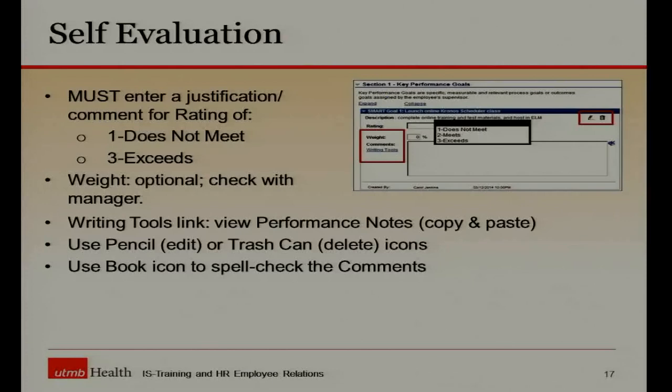The writing tools link, that is how you would get back to those performance notes and easily, with a simple click, bring those comments directly into the evaluation. Again, saving a lot of typing or copying and pasting, it's simply an easy click. And notice we do still have the pencil and the trash can, so even at this phase, we can be adding additional goals or editing and changing a goal that was established at the beginning of the process. We, of course, still have our spell check, the little blue book to the side of the comment box, and again, you could use that to your advantage.